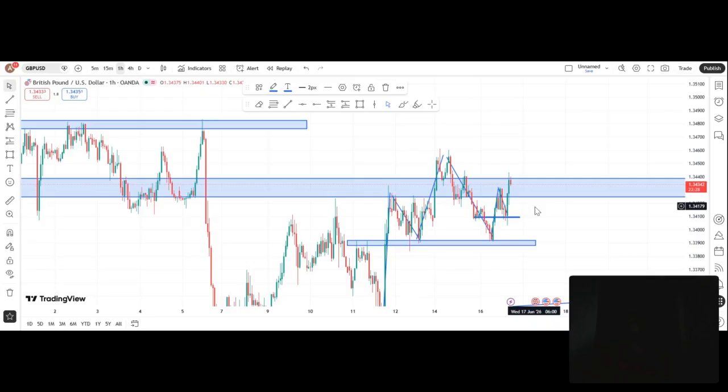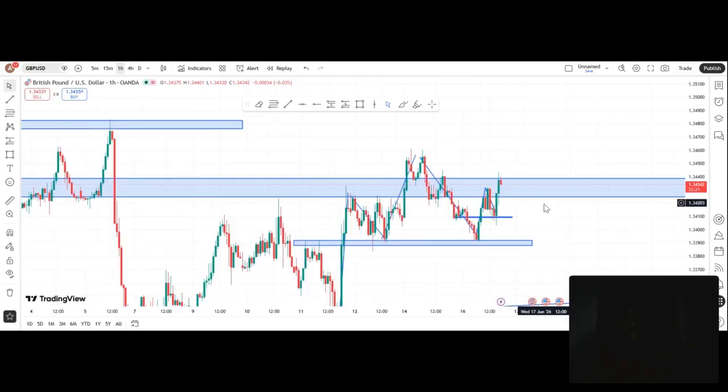This thing I mapped out is a level. Why? Because the market has respected that level in the past. The market used that same level as a selling resistance, then turned it into a buying support to the upside.